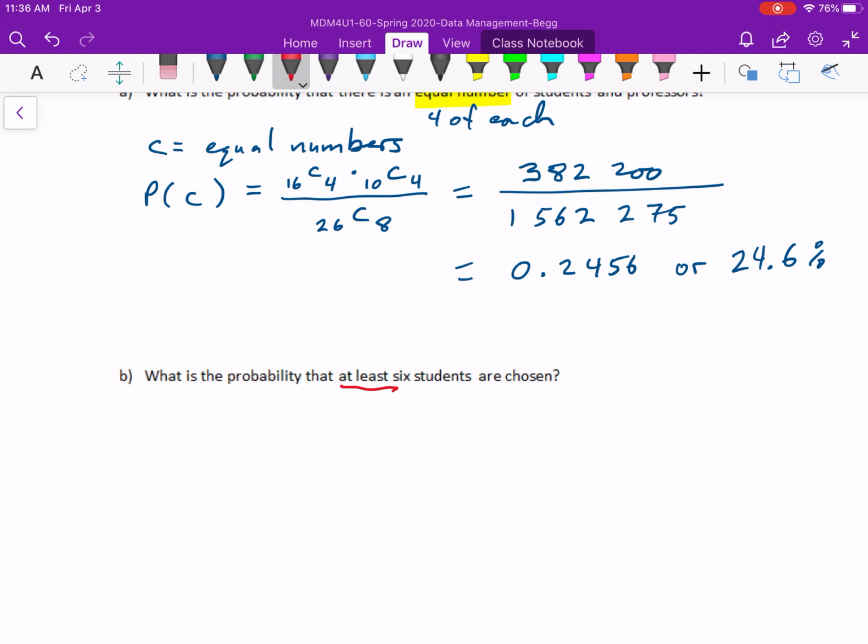There's going to be 8 people on the committee, and we want at least 6 students. So directly, we could figure out the probability of having 6 students, or 7 students, or 8 students. If we wanted to do it indirectly, then we would have to find the total number of ways to do it and subtract all the ways of doing 0 students, 1 student, 2, 3, 4, 5 students. So there'd be more work to do it indirectly. So we want to come at this one directly, all right? We'll call this event D.